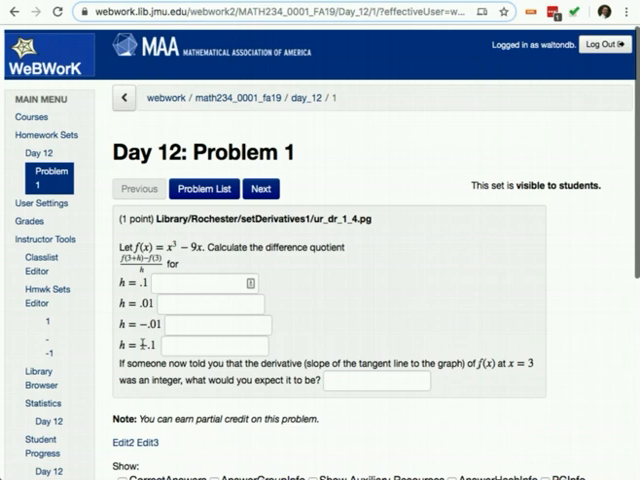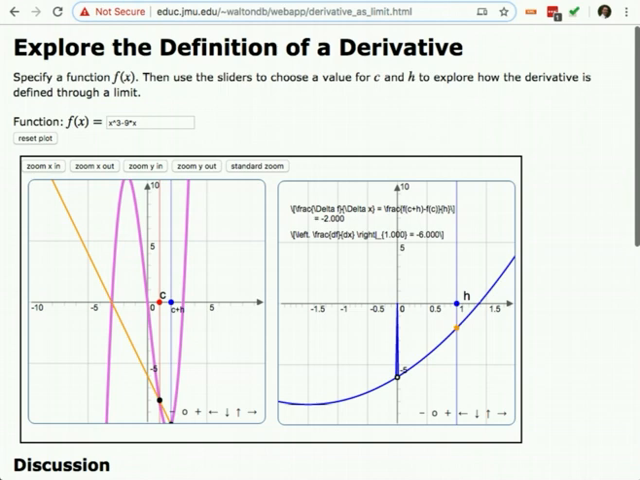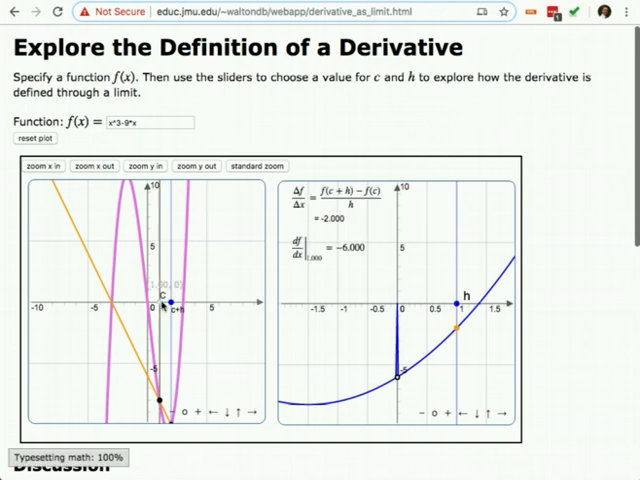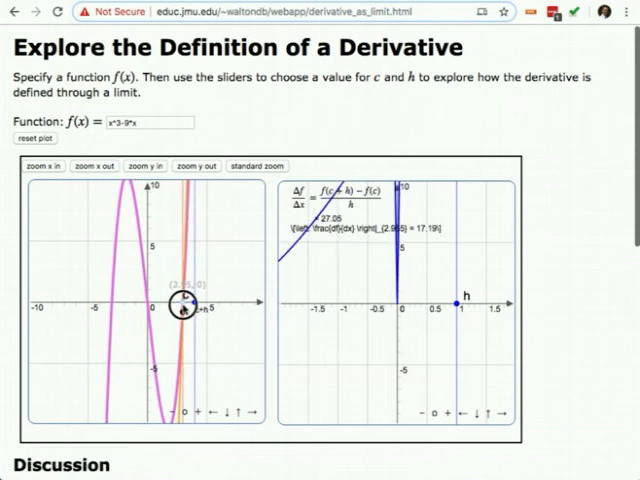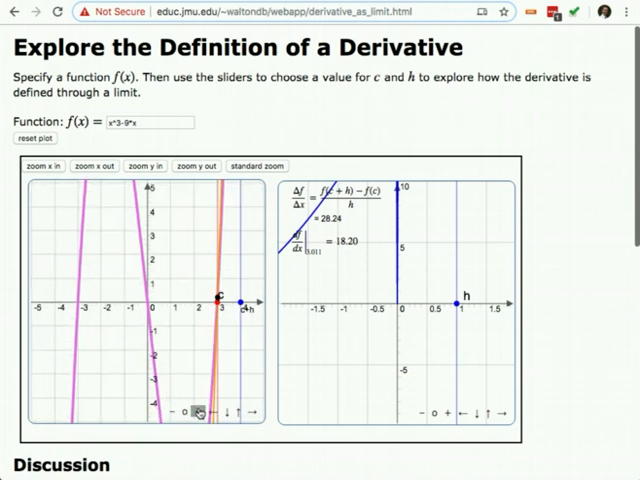And unfortunately, the app doesn't show enough decimal places or have enough control for us to directly answer the question here. But let's go take a look and see what's happening. Alright, so we want our c value to be at x equals 3. So I'm going to drag this point over here to x equals 3, and hopefully can't quite get there. So we're kind of close. I'm going to zoom in a little.